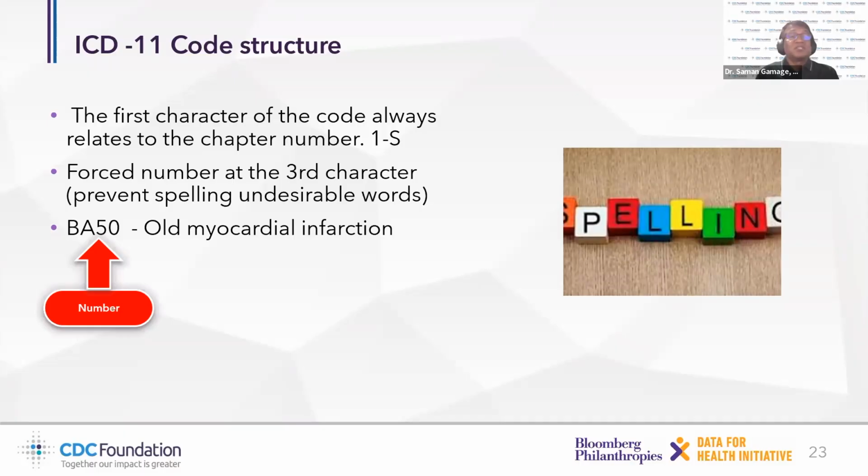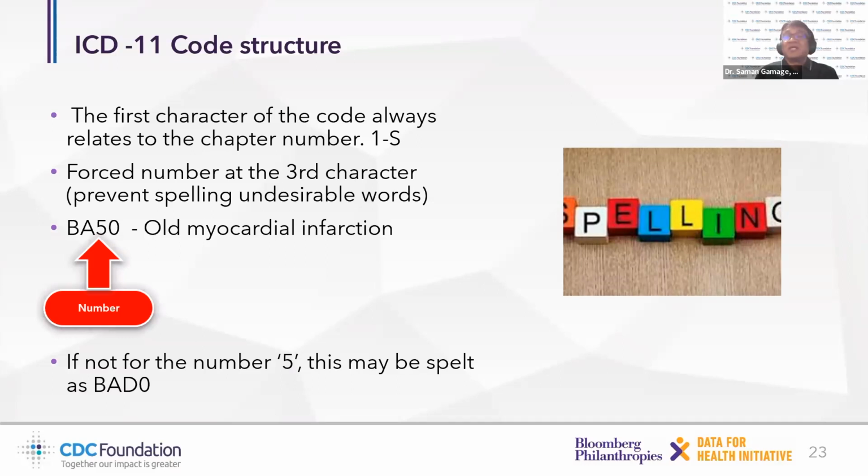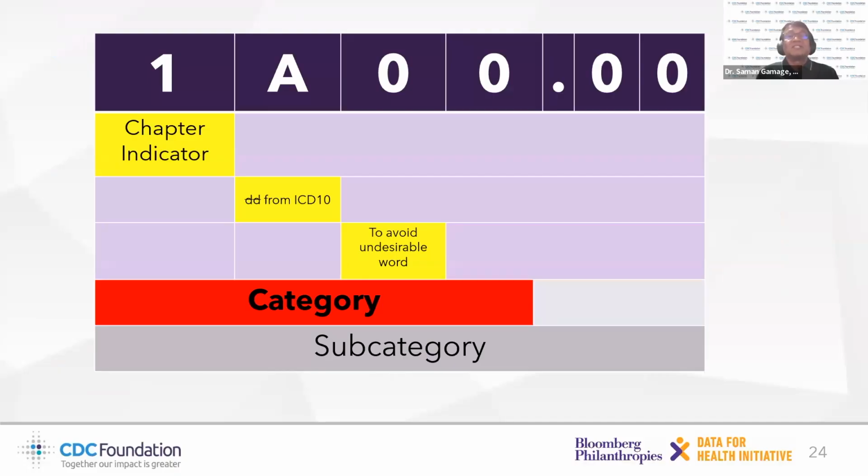At the third character position, there is a number to prevent pronouncing or spelling undesirable words. Here is the code structure once again. First character is the chapter indicator. Second character is an alpha character, an English letter, to differentiate from ICD-10 codes. Third character is always a number to avoid the pronunciation of undesirable words. Minimum 4 characters and maximum 6 characters.